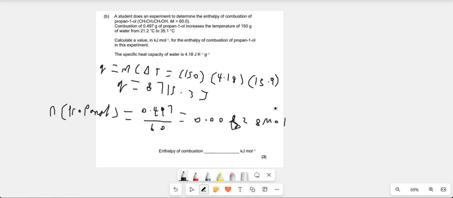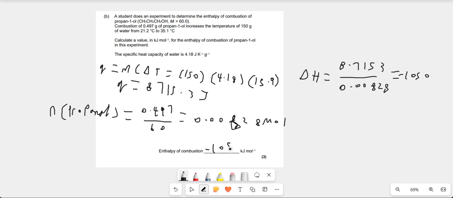Now what I need to do is find delta H, so that's enthalpy, in kilojoules per mole. So I need to change this joules value into kilojoules, so that's going to be 8.7153. Just divide that by 1,000 and then divide that by the actual moles, which is 0.00828. So now I can find the enthalpy in kilojoules per mole. It will be 1050. But because this is exothermic, this is combustion, therefore it's going to be negative. So it's negative 1050.